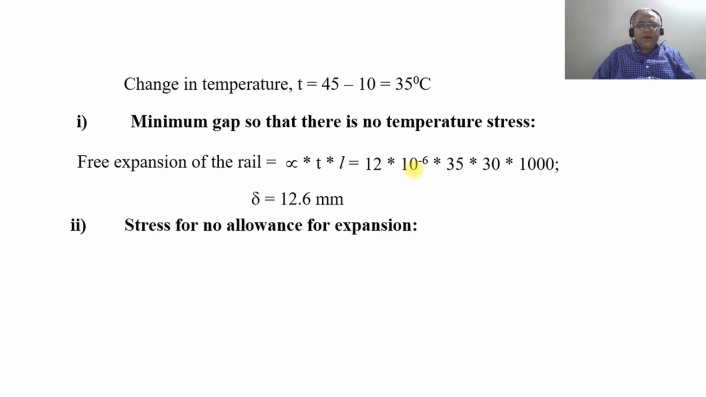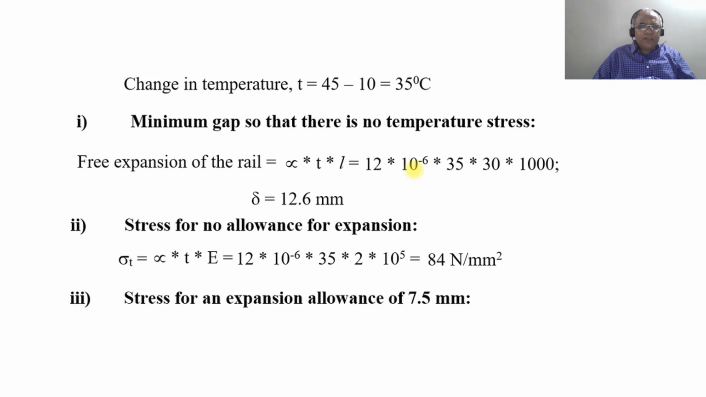So next, stress for no allowance for expansion. When there is no allowance for the expansion, sigma T will be equal to alpha into T into E. Alpha is again 12 into 10 to the power of minus 6, T is the temperature change, which is 35, and Young's modulus is 2 into 10 to the power of 5. So the stress developed is going to be 84 Newton per mm square.